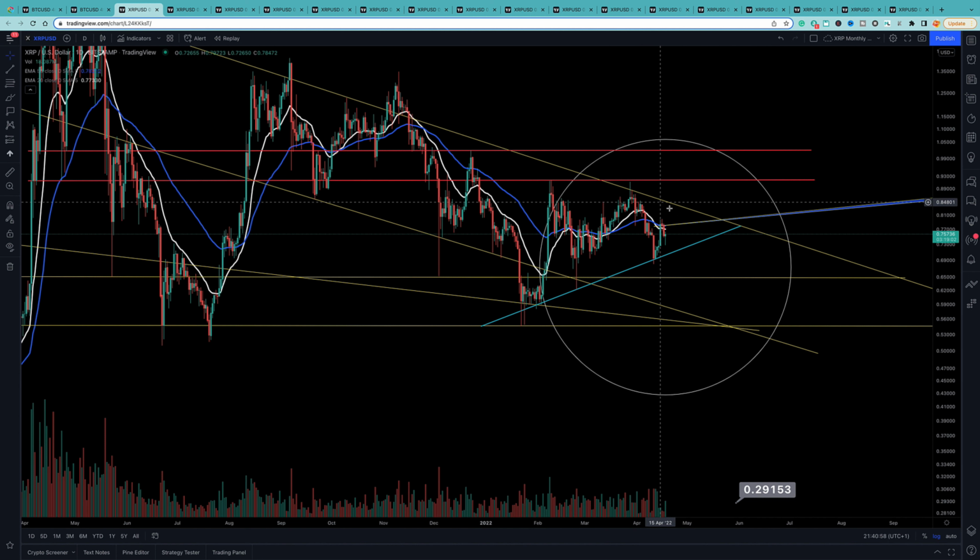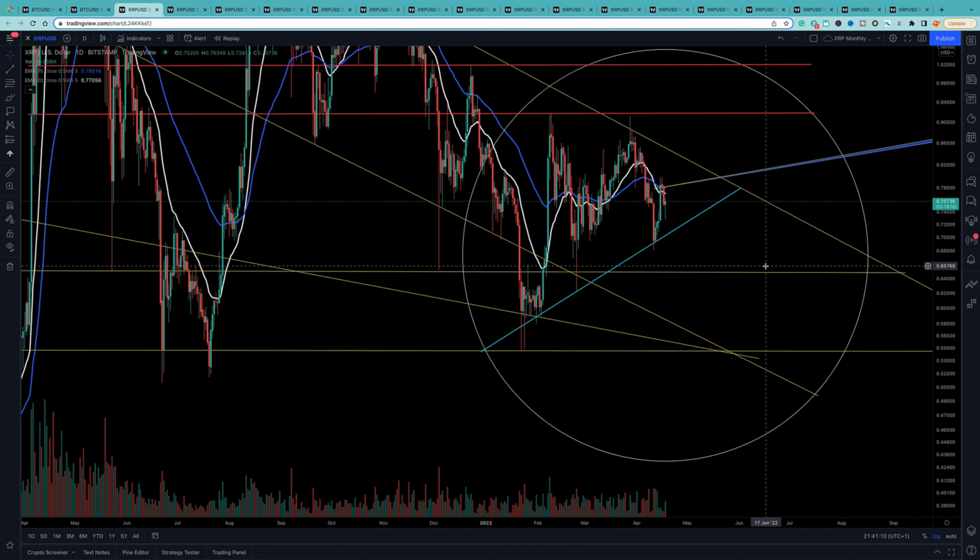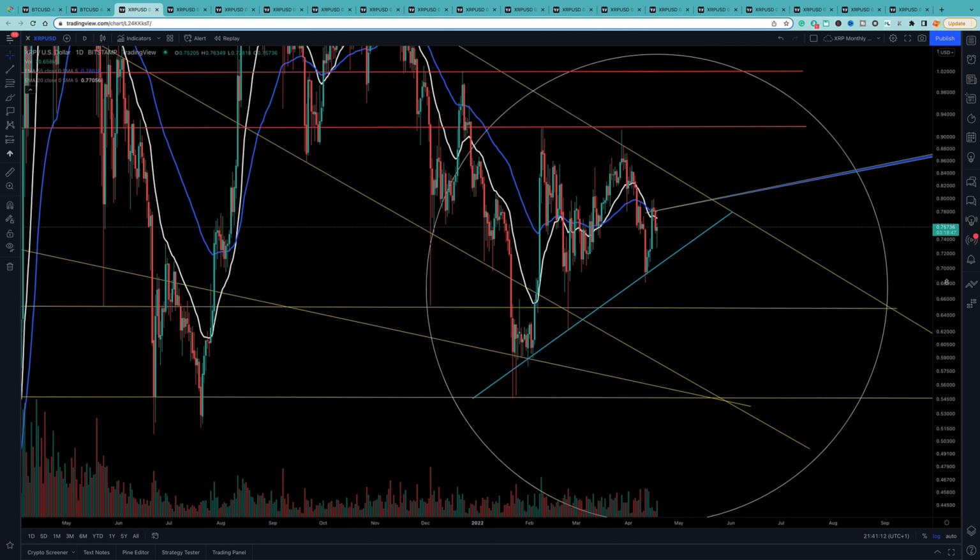And there's a lot of shorts here. A lot of people thinking this is going down. A lot of people shorting here. So if it went up to 101, it would wipe out an awful lot of shorts. So there's a really solid argument for that.